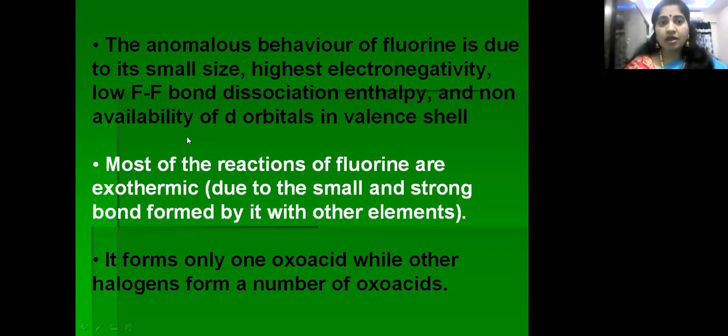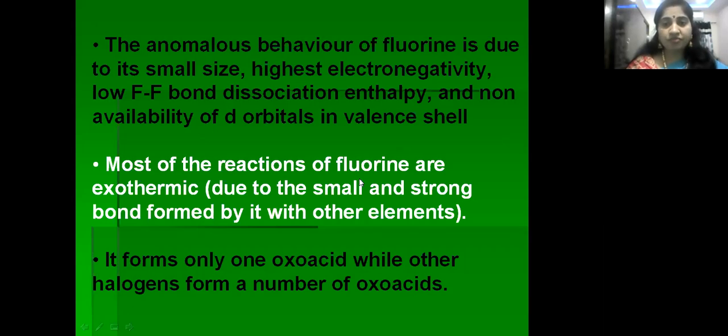And non-availability of d orbitals, because the second shell is the outer shell. So in the second shell only s orbital and p orbitals are available, so d orbital is not available, is it not? d orbital starts from the third shell. So because of that, fluorine is not having d orbital, that's why it is showing only the -1 oxidation state. It is not showing +1, +3, +5 and +7. Just now only we have discussed, children, right? So these are the anomalous behaviors of fluorine.